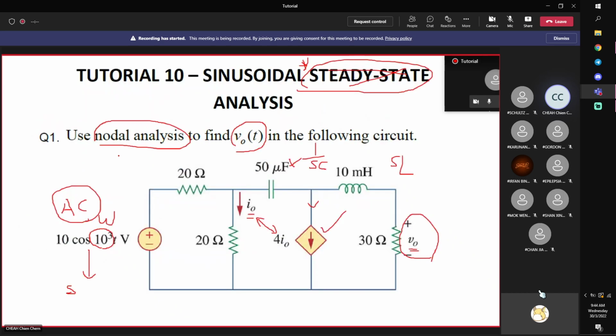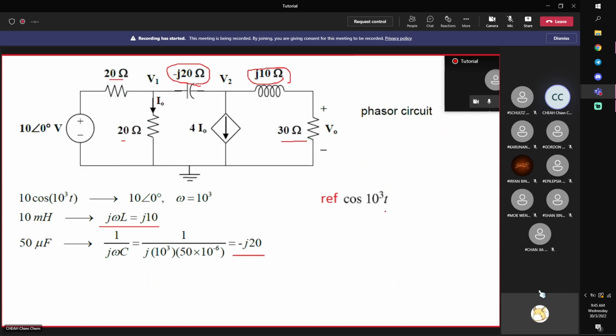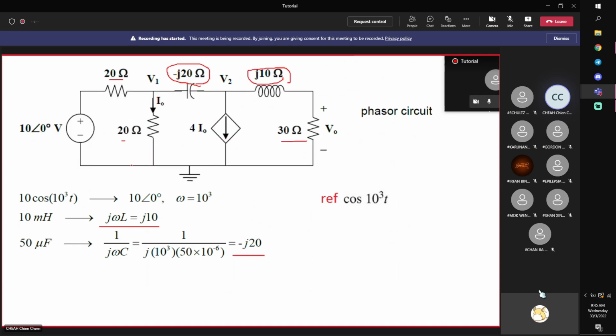Your AC source is also the same. Now for the AC source, we need to set a reference. This is cosine 1000t. So my reference is cosine 1000t, which means that my source is in phase with my reference. It has a magnitude of 10. As I mentioned to you, a phasor is a rotating vector. In this case, it is rotating at 1000 radian per second.